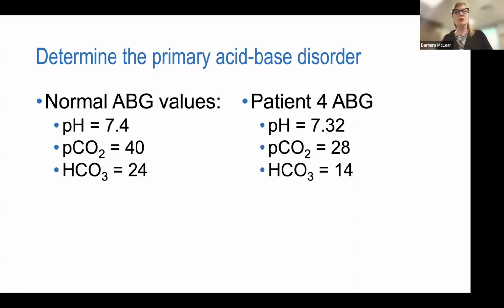So right now, I'm just going to give you this blood gas. I'm asking this rhetorically, but as you are attending, you can see your pH is 7.4, PCO2 is 40, bicarb is 24. Not really looking at oxygenation here. We're just talking about acid and base. And here is our patient. His pH is 7.32, CO2 is 28, and bicarb is 14.